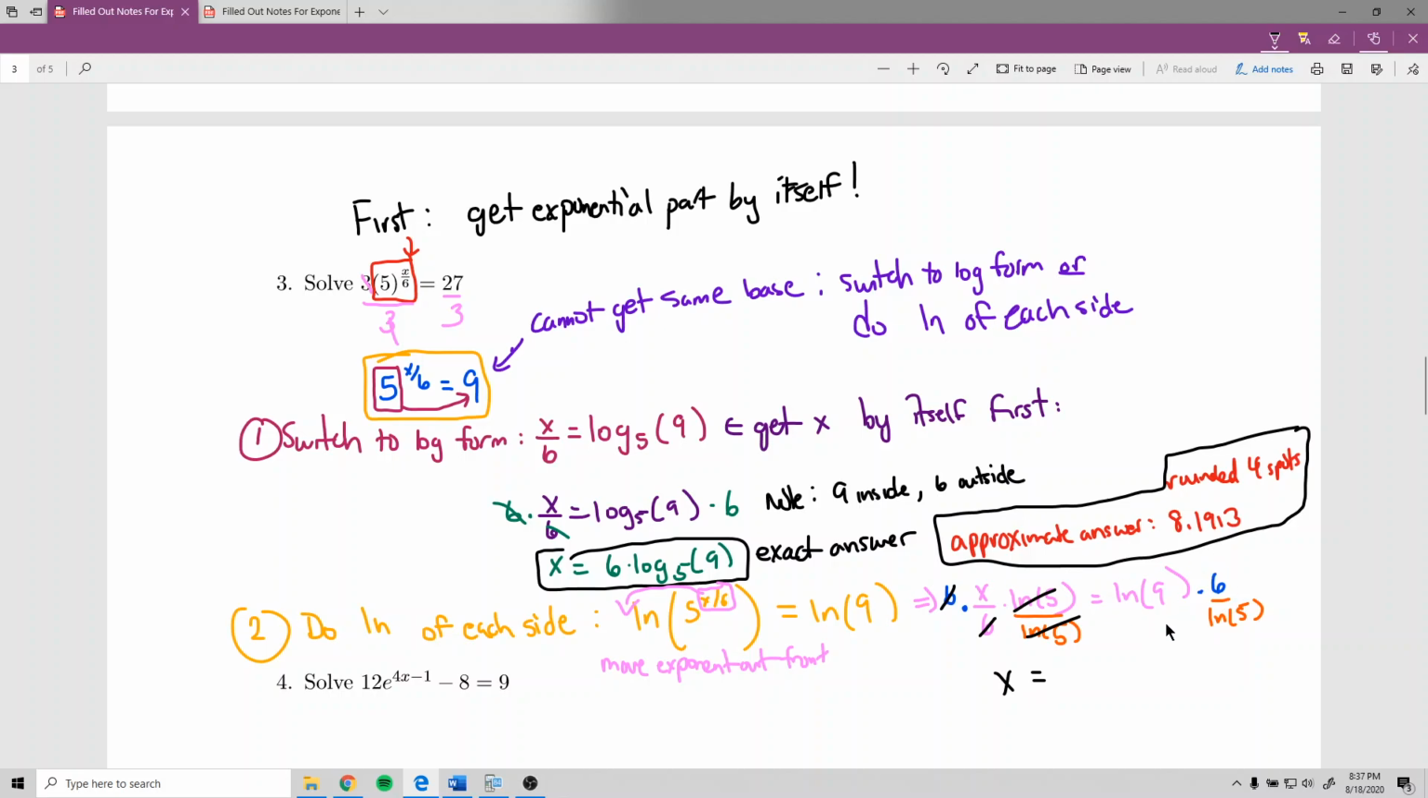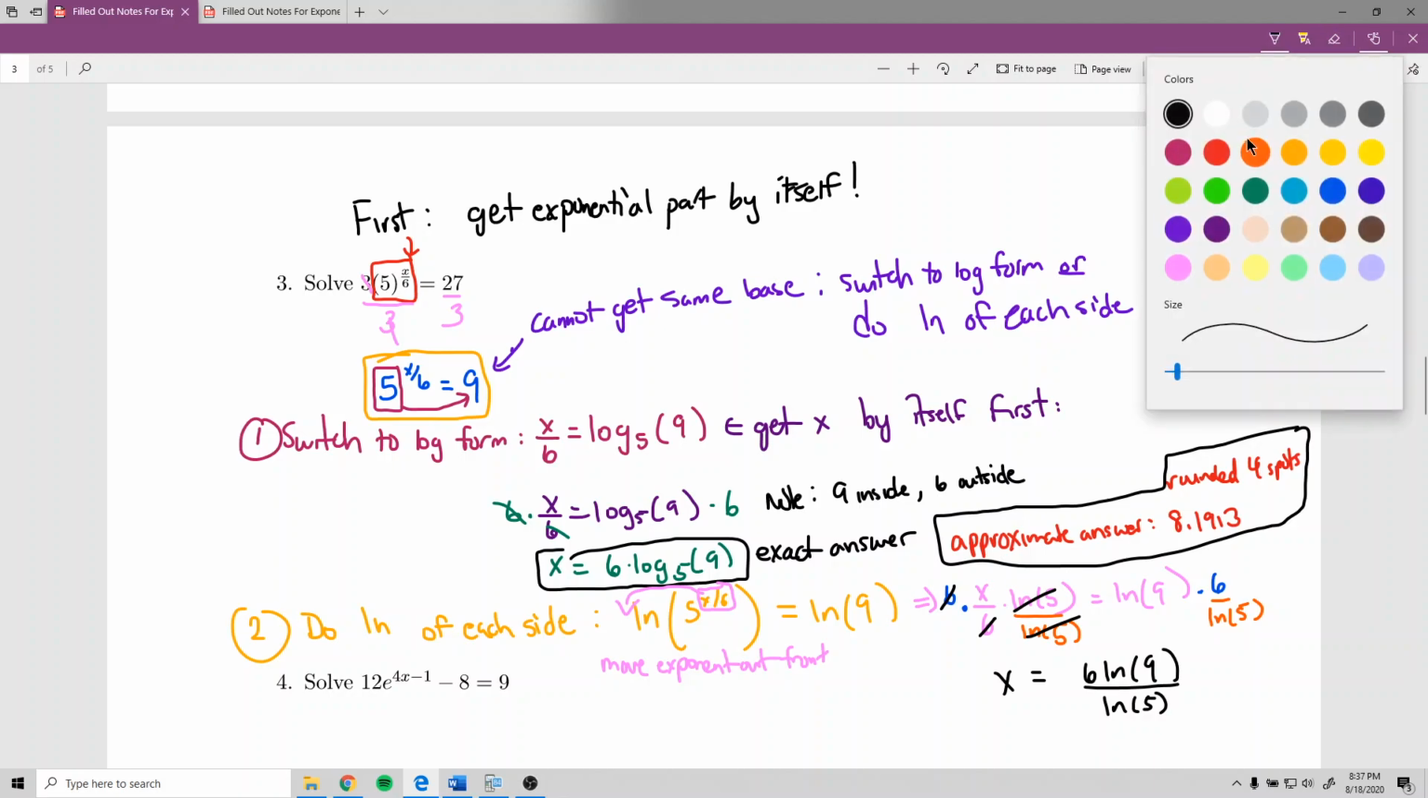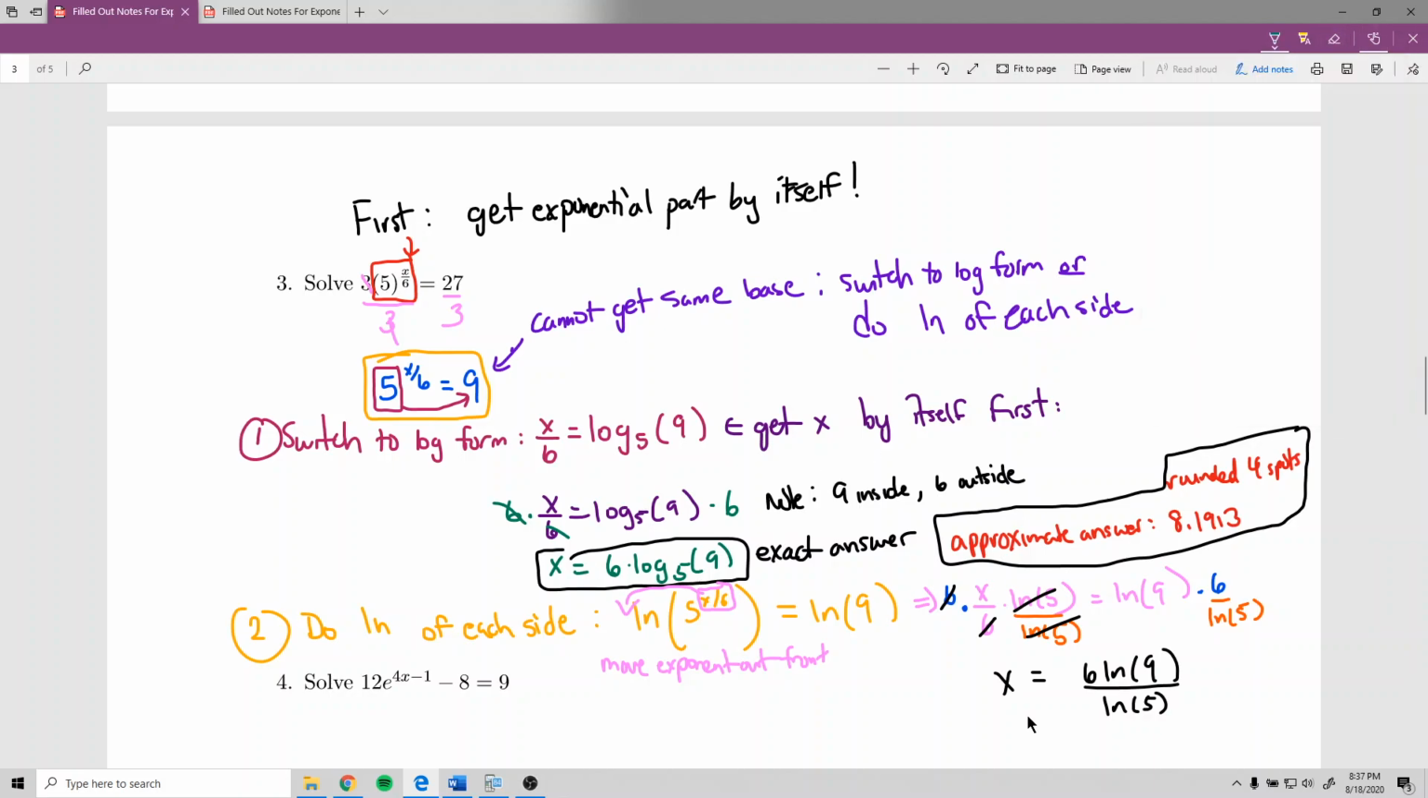And when we do that, we have x equals this. If I rearrange it, it's multiplication of fractions. I like to put the number in front like before. So we have 6 times the natural log of 9 on top and only the natural log of 5 on the bottom. And that's a different way to write this. It's the exact same thing.